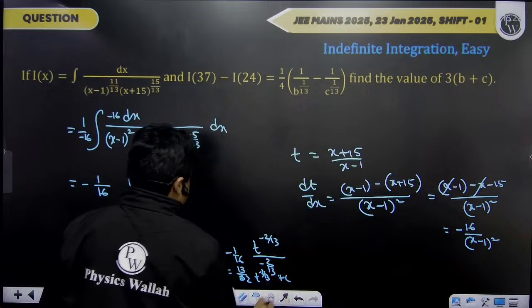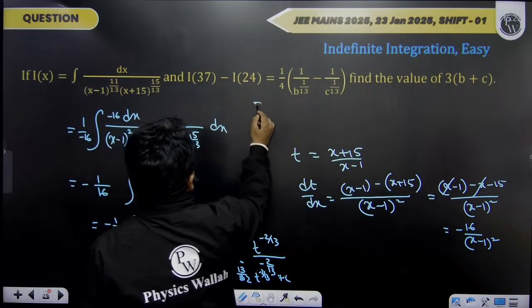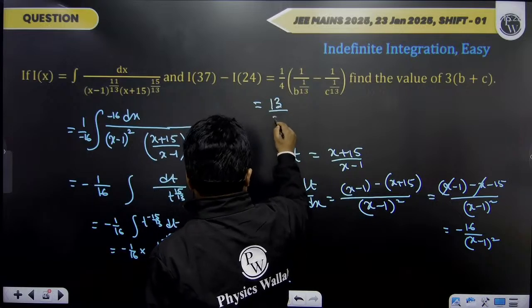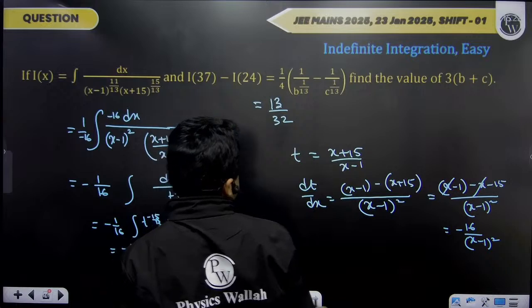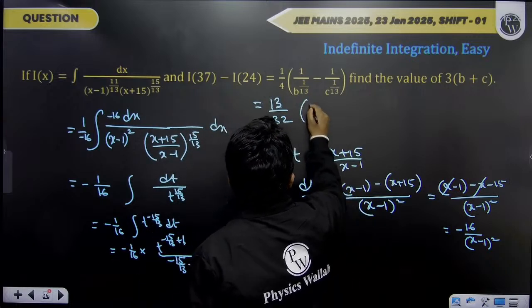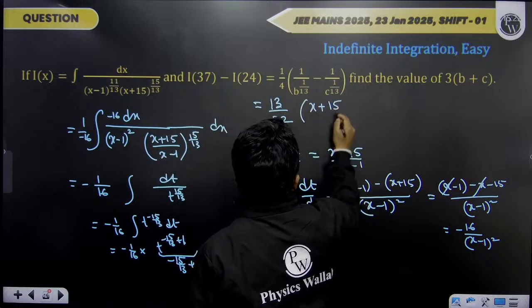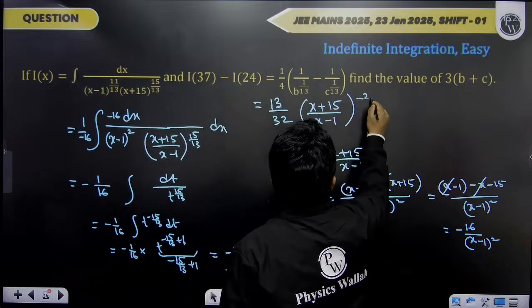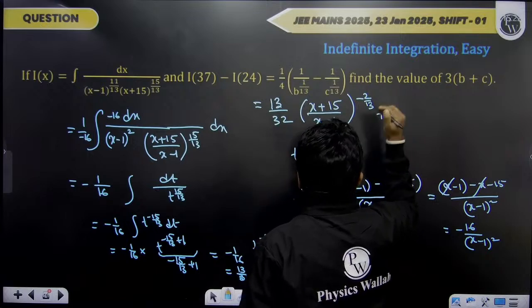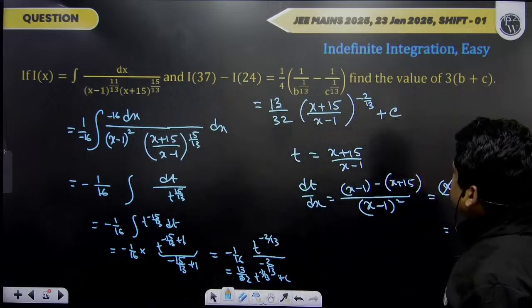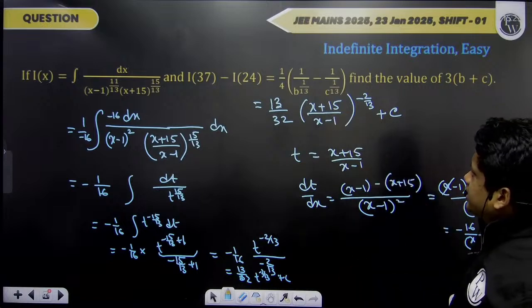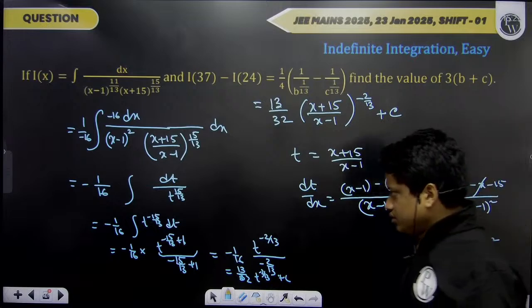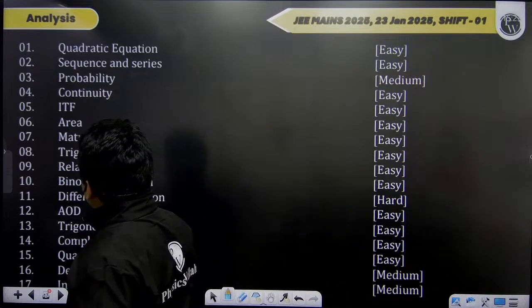So this will be equal to 13 by 32 t power of minus 2 by 13 plus c. So this will come as what? This will come as 13 by 32 into t is what? T is x plus 15, not 5, by x minus 1 whole power minus of 2 by 13 plus c. Alright, so here we'll put these values 37 and 25, and according to that we'll get the answer. Okay.